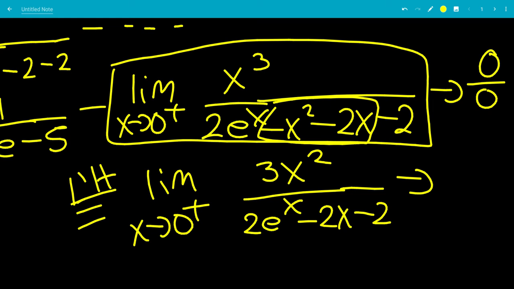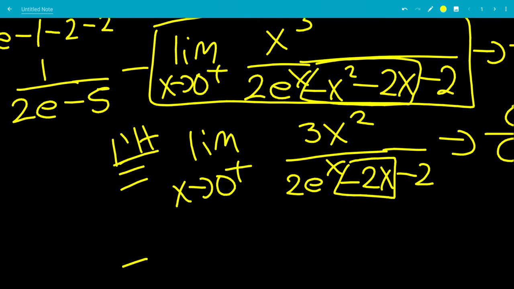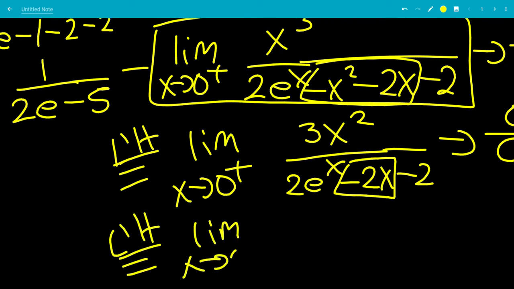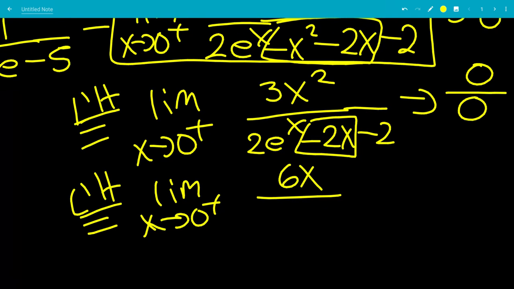Now let's check this again. The top part will go to 0. The bottom part, you can leave the constant out, because as x goes to 0, that will go to 0. So you're going to have 2 times 1 minus 2, which is also 0. So we have to do L'Hopital's rule again. So this will be the limit as x goes to 0 from the right. The derivative of the top function will be 6x. The derivative of the bottom function will be 2e to the x minus 2.